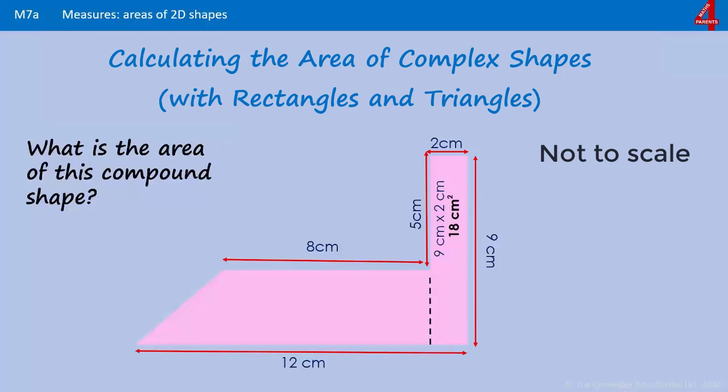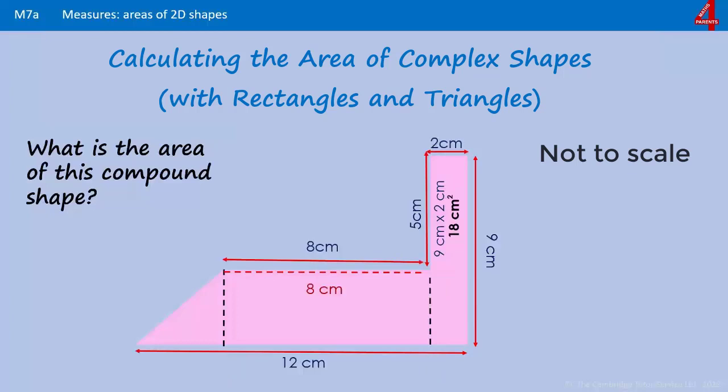Now looking at the rectangle in the middle. Remember, that rectangle is not 12 centimetres wide because that 12 centimetres incorporates all 3 shapes. I'm looking at where it starts and finishes, which is the 8 centimetres. That rectangle is 8 centimetres wide.